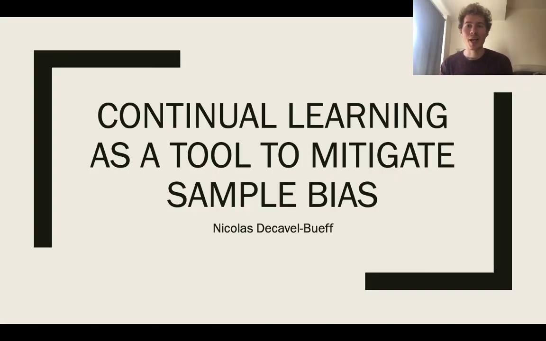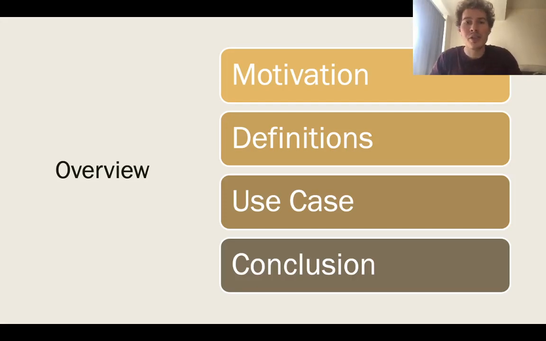Hello everyone, my name is Nick, and today I will be talking about the use of continual learning as a tool to mitigate sample bias. This talk will follow a simple structure where I will first identify a problem that I have faced that motivates the use of continual learning. Next, I will define sample bias and continual learning and explain how it can be used in our motivational example. To finish, we will conclude with some final thoughts.